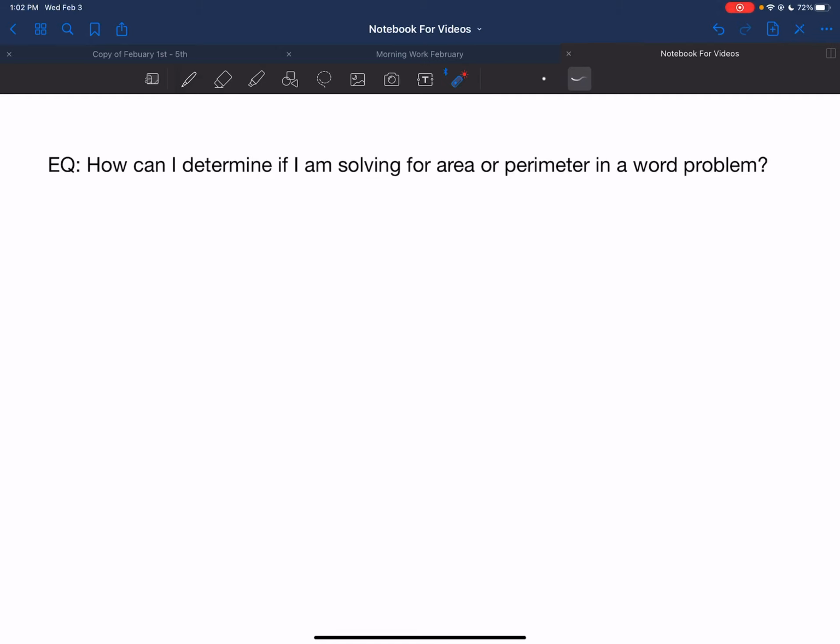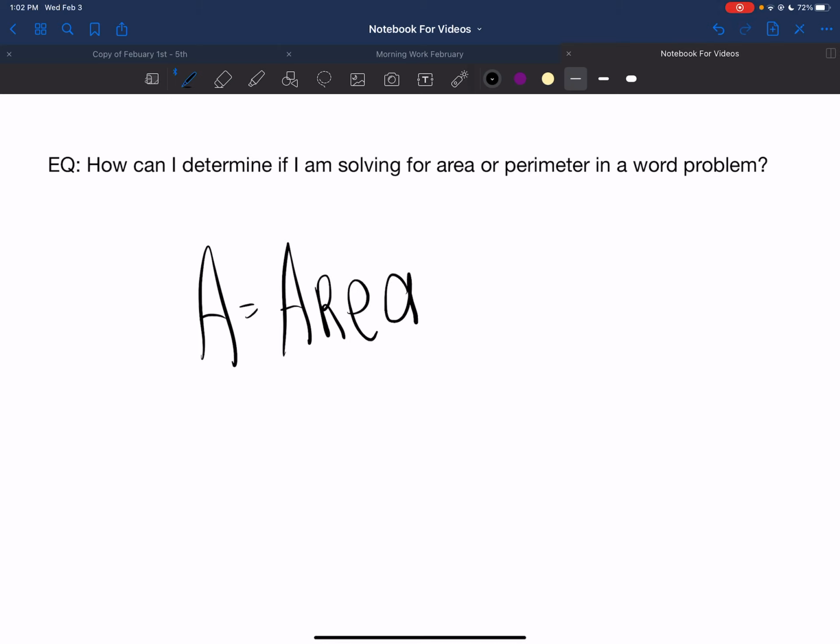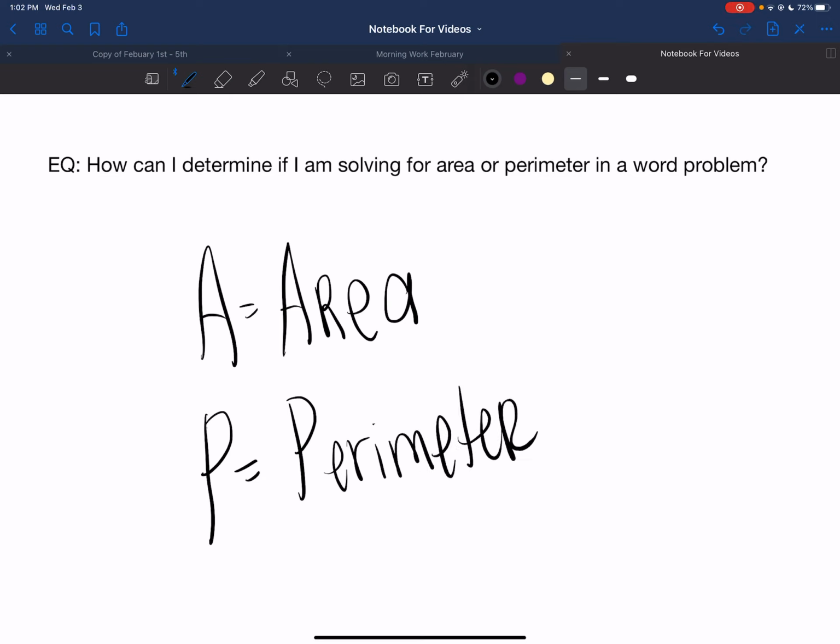Today we are working with the EQ of how can I determine if I'm solving for area or perimeter in a word problem. Remember, for area, or A, oops, let me switch to my marker. A stands for area and we're talking about the inside space of a shape. So we're talking about those square units inside. For P, or perimeter, we are talking about the outside of the shape. So it's going around the outside.